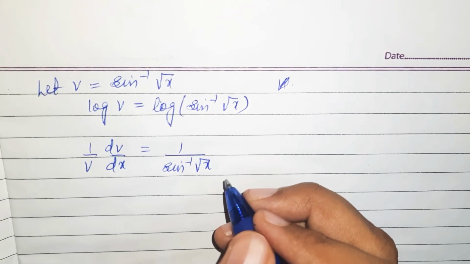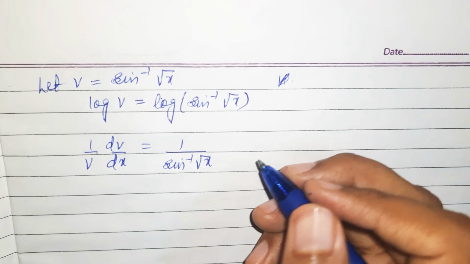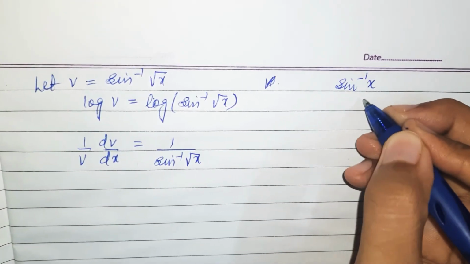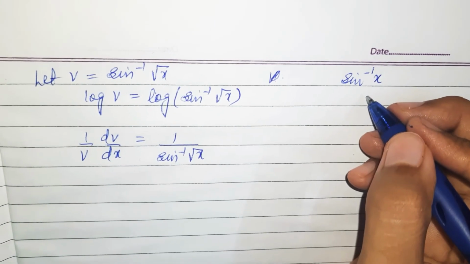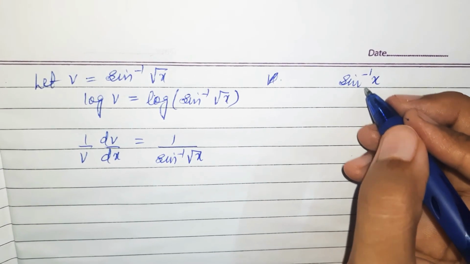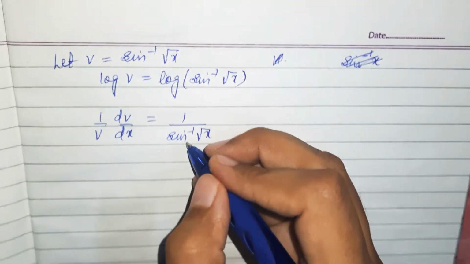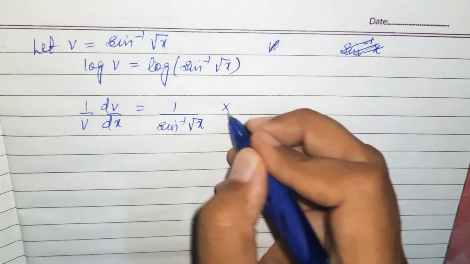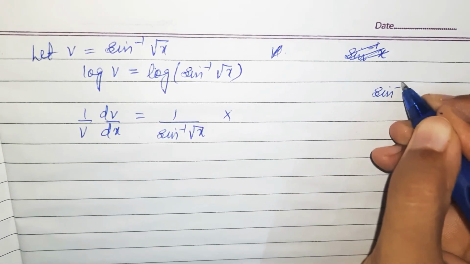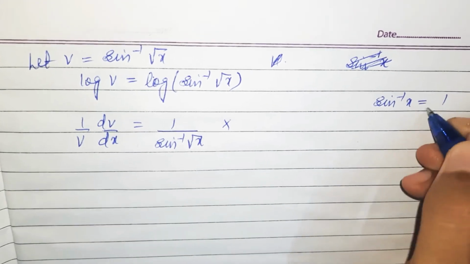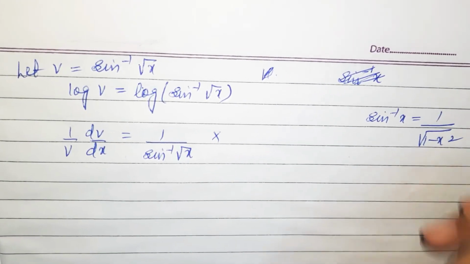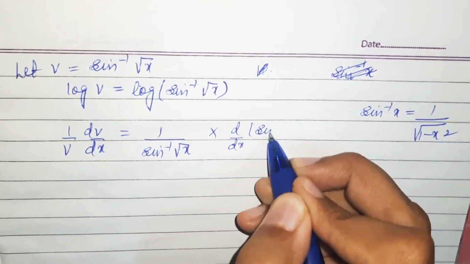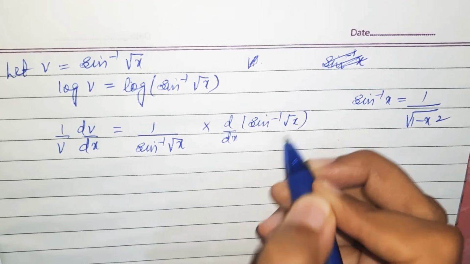So after applying, look, whenever I am writing sine inverse x, this can be written as log of sine. 1 upon sine inverse root x, then we can do differentiation of sine inverse root x. What is the differentiation of sine inverse x? Differentiation of sine inverse x is 1 upon under root 1 minus x square. Now if I am taking the differentiation of sine inverse root x, what am I getting?